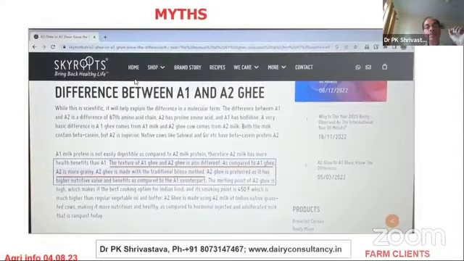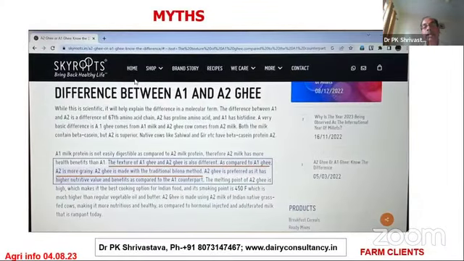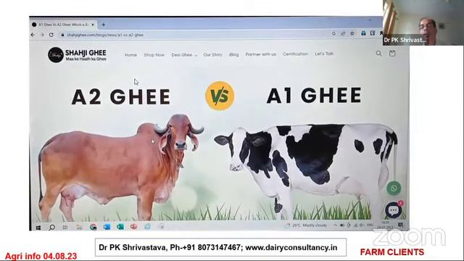Now another myth. Difference between A1 and A2 ghee. There is no A1 and A2 ghee because there is no protein. Now it says the texture of A1 ghee and A2 ghee is also different. As compared to A1 ghee, A2 ghee is more grainy. A2 ghee is made with the traditional bologna method. A2 and ghee texture doesn't match. It doesn't have anything to do with the process. It is to do with the animals. A2 ghee, A1 ghee, so being sold.